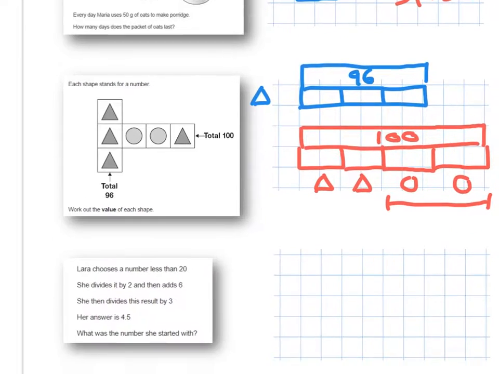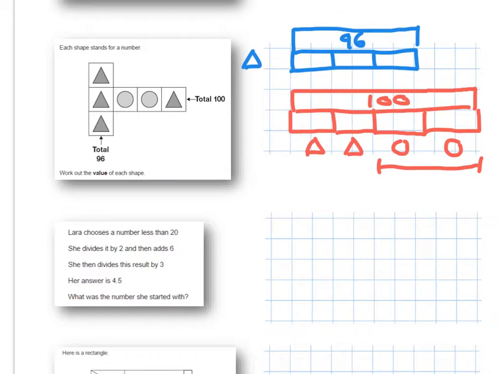Now we'll move down here. Every shape in this problem stands for a number. We'll work out the value of each shape. Now we need to know where to start. Do we start with this row or do we start with this row? And generally you start wherever you've got the fewest missing pieces.